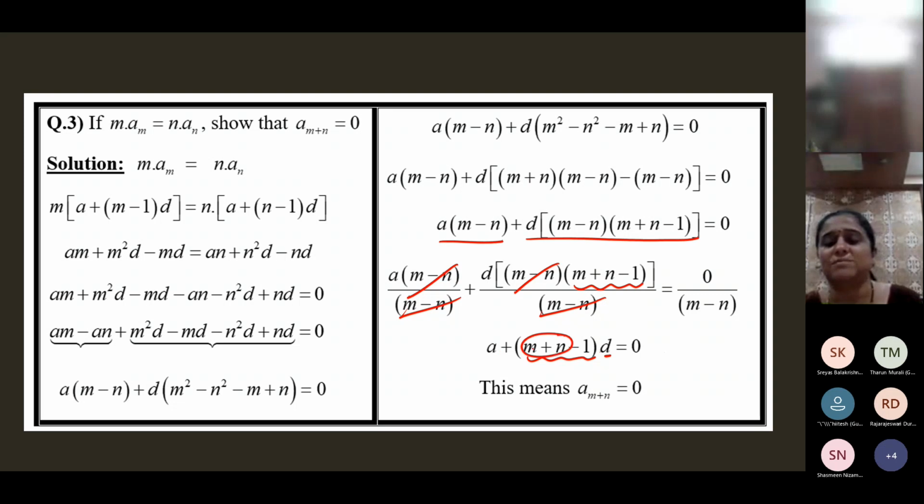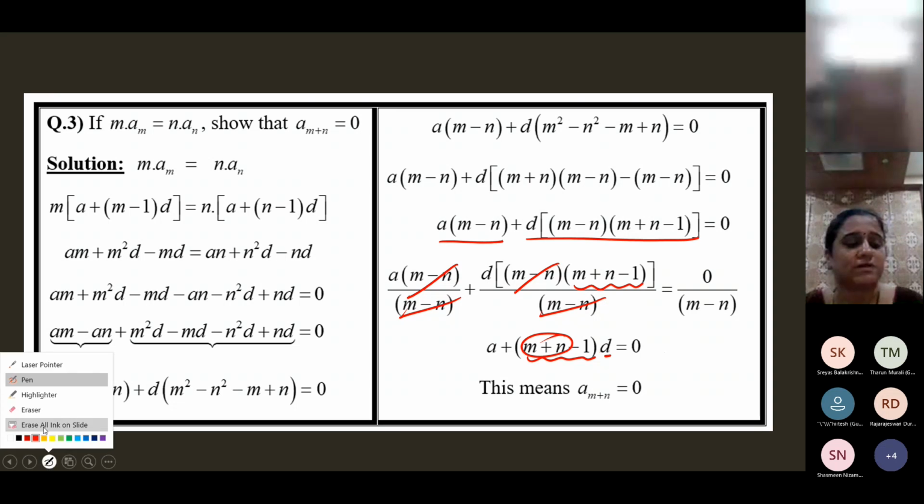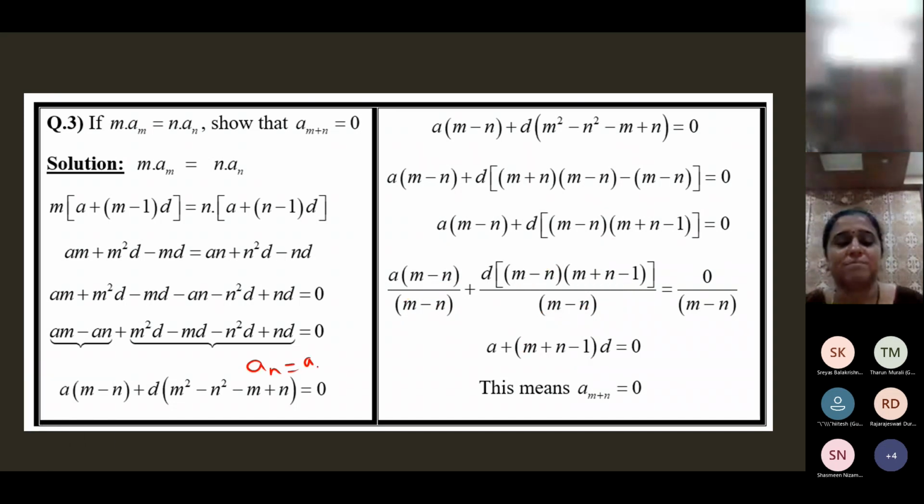A plus m plus n minus 1 into d is 0. So this means the m plus nth term is 0. Because what is an? A plus n minus 1 into d is the nth term. So a plus m plus n minus 1 into d will be the m plus nth term. So this means the m plus nth term is 0.